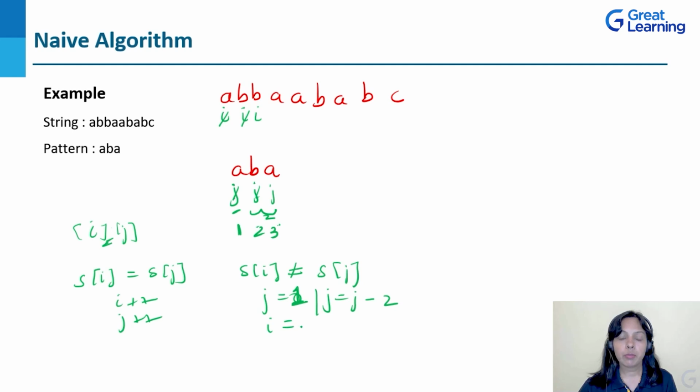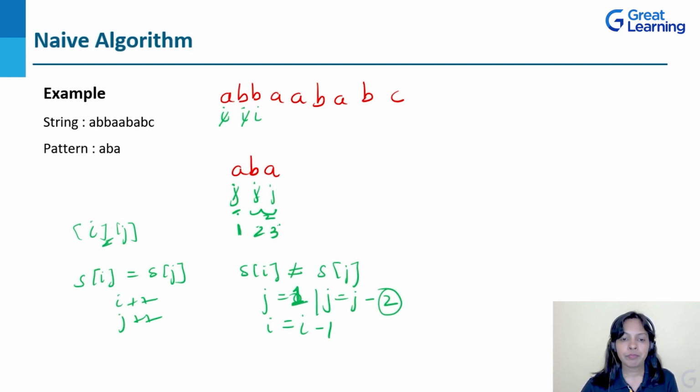And then i will be pointing to 1 less than j. That is, i will be equal to i minus 1. Getting it? So if j was decremented by 2 places, 2 indexes, i will be decremented by 1 place. If j would have been decremented by 3 places, i would be decremented by 2 places. Getting it? 1 less than how many j was decremented.